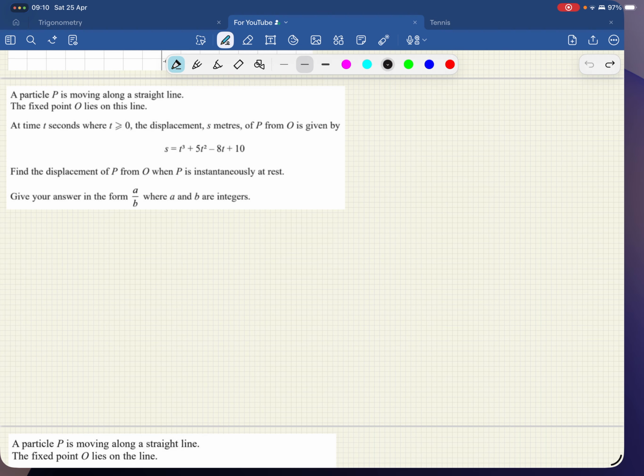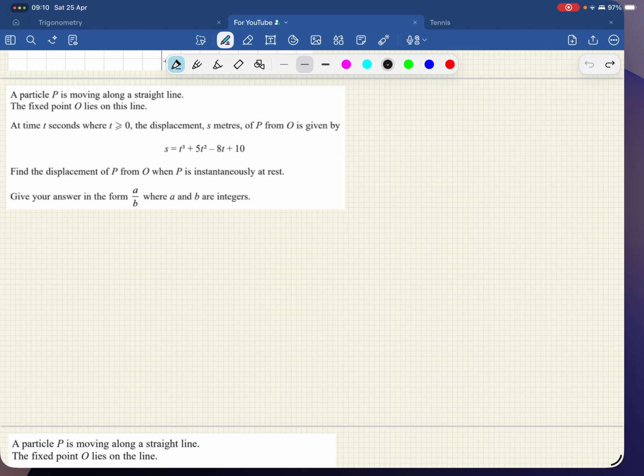Right, a couple of these motion questions. So the first one, a particle P is moving along a straight line. The fixed point O lies on this line. At time t seconds, where t is greater than 0, that becomes important, the displacement s meters from P is given by this cubic function here.